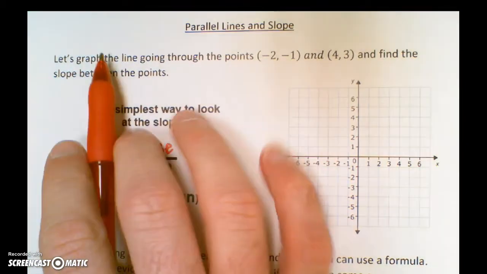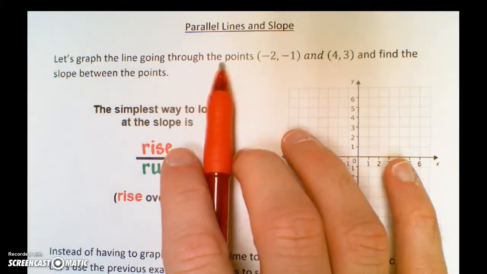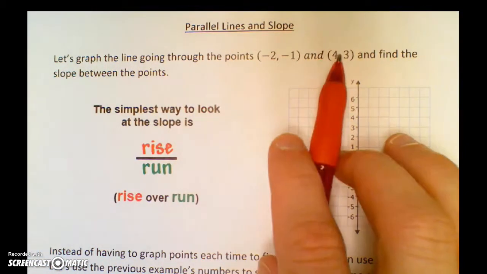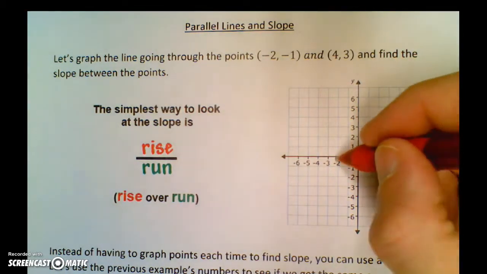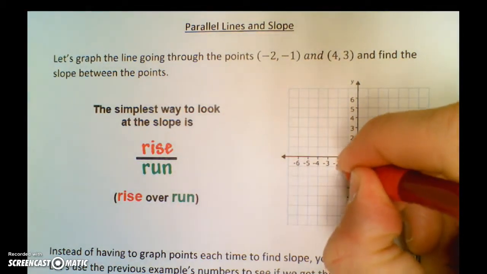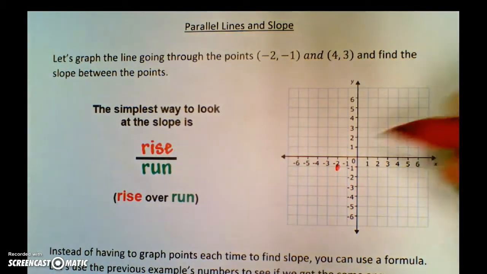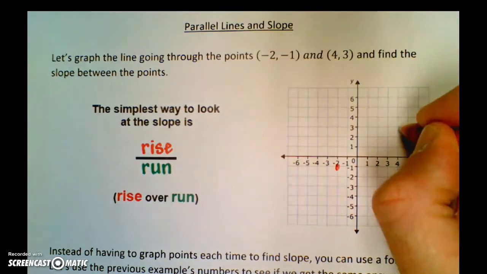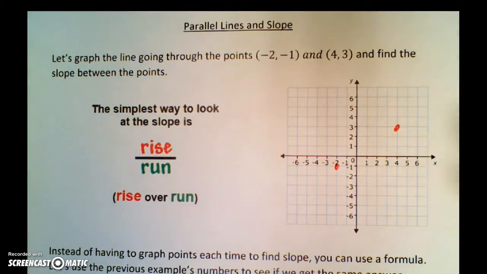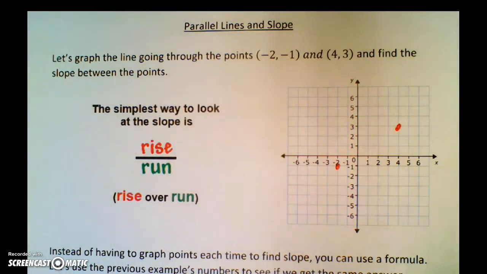Let's graph the line that goes through the following points: (-2, -1) and (4, 3). So I'm going to plot (-2, -1). Let's put a dot right there. And then I'm going to go over to (4, 3). And let me draw a line between those points with a ruler.